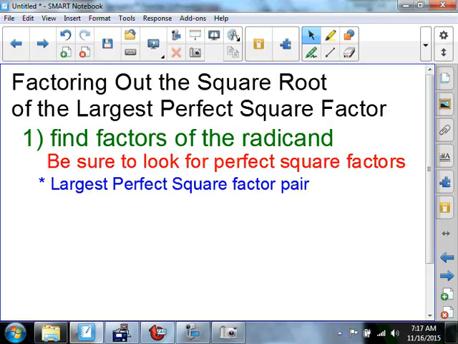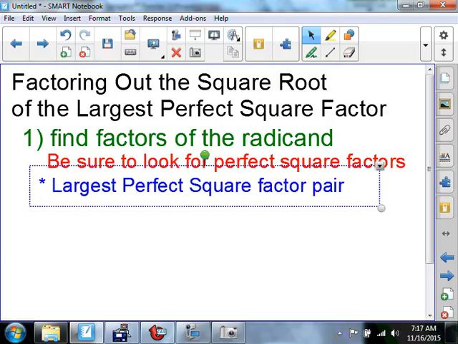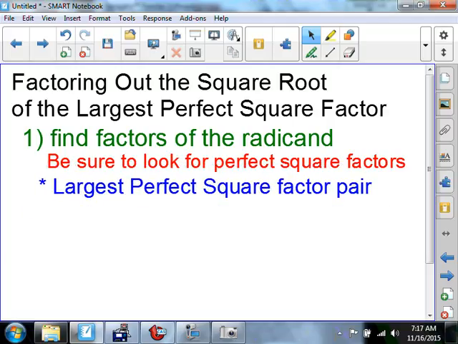Not only do we find factors of the radicand, not only do we look for perfect squares, but the golden thing we're looking for here, the golden goose, the golden egg, whatever, is the pair of factors in which we have the largest perfect square. That's what we want.